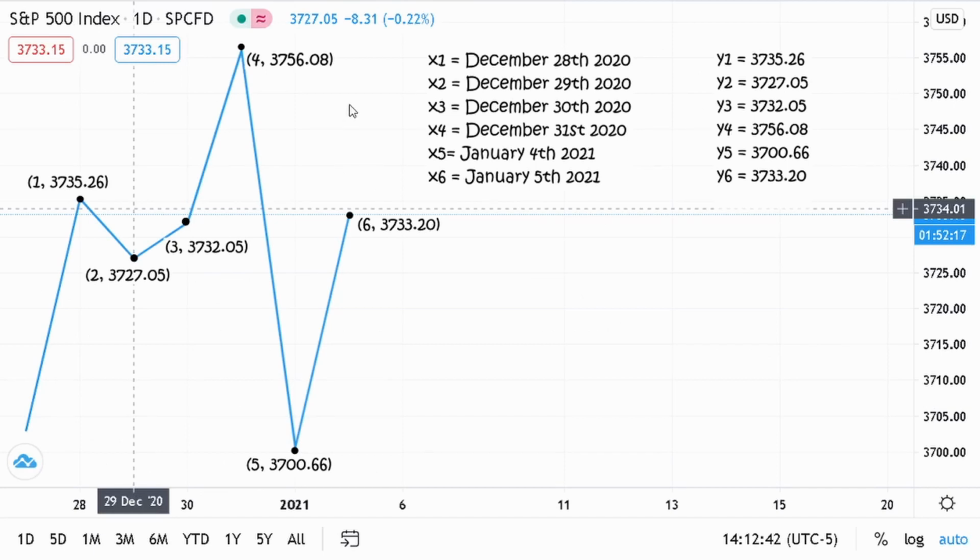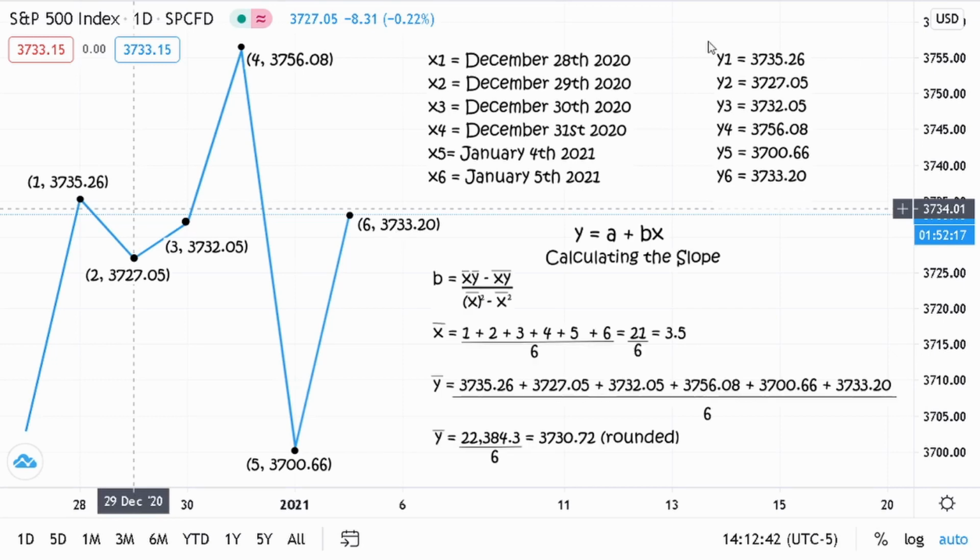For example, we're going to draw a 6-day linear regression from December the 28th, 2020 to January the 5th, 2021. These are the prices that we're going to be looking at. These are the closing prices for December the 28th through to January the 5th. And we're going to begin by calculating the slope.